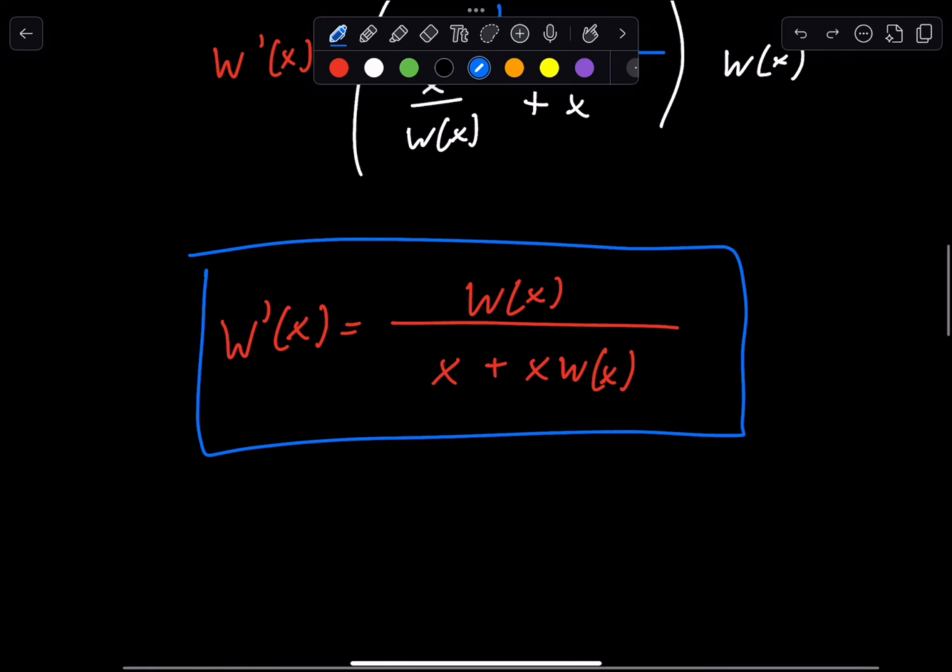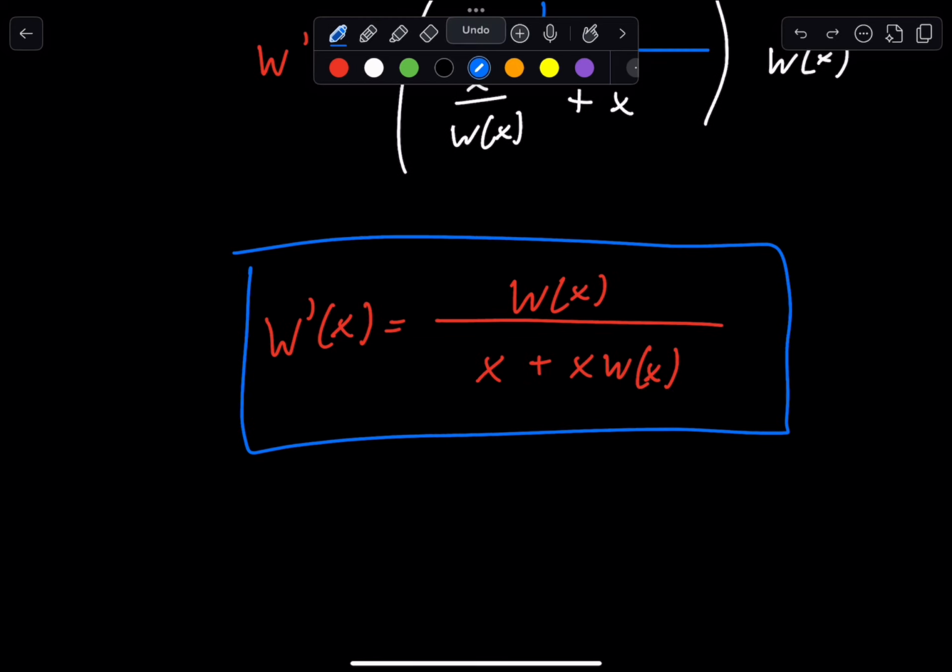Very nice, clean, and elegant, because it uses W of x in its own solution, it only has x involved, and it's a nice, clean fraction.